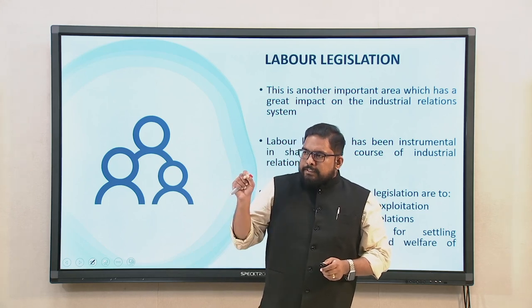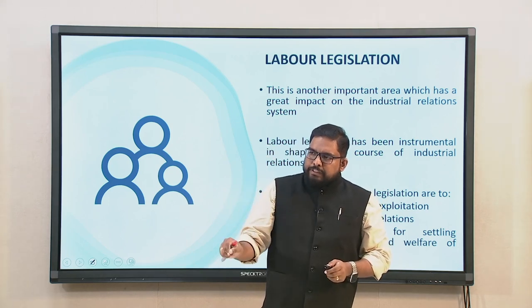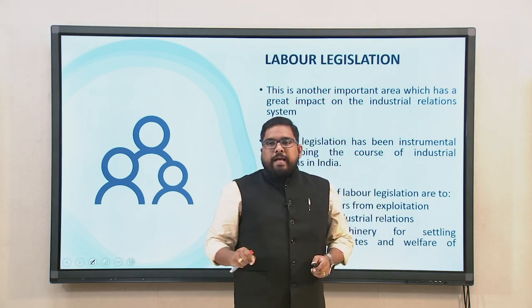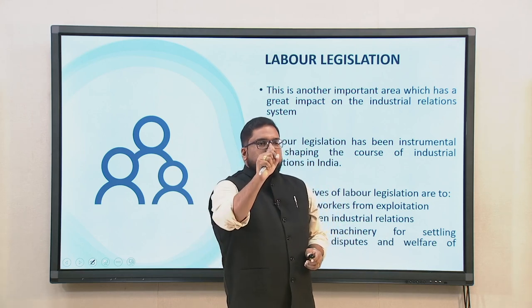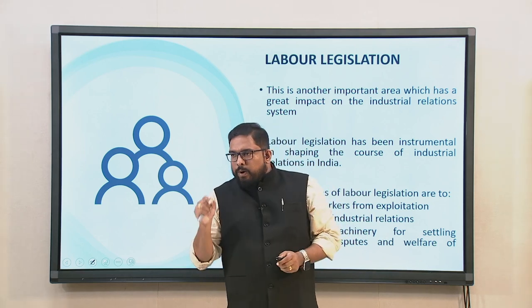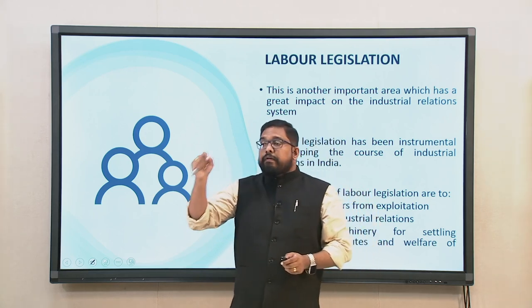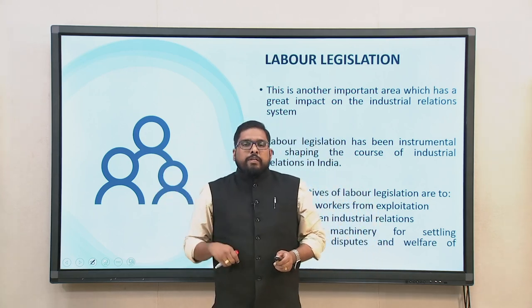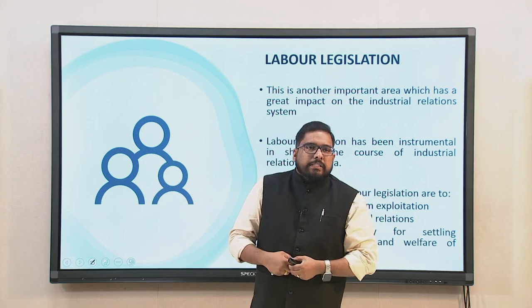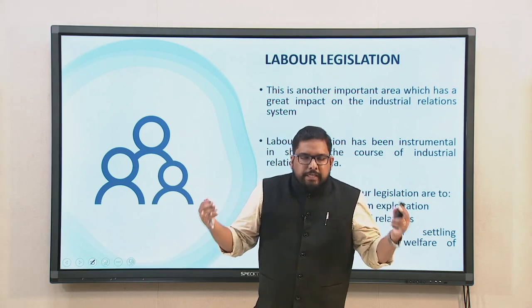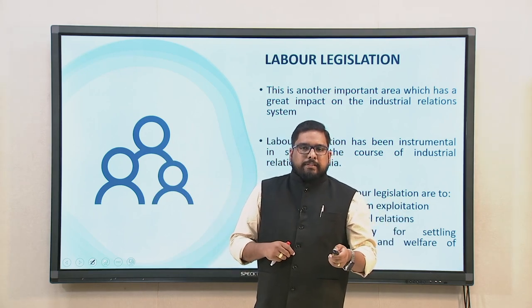Also, labor legislation has certain provisions and it mandates the employer to give certain benefits to the worker, to improve the welfare of the workers who are working there. This happens to be another significant feature of labor legislation as such.